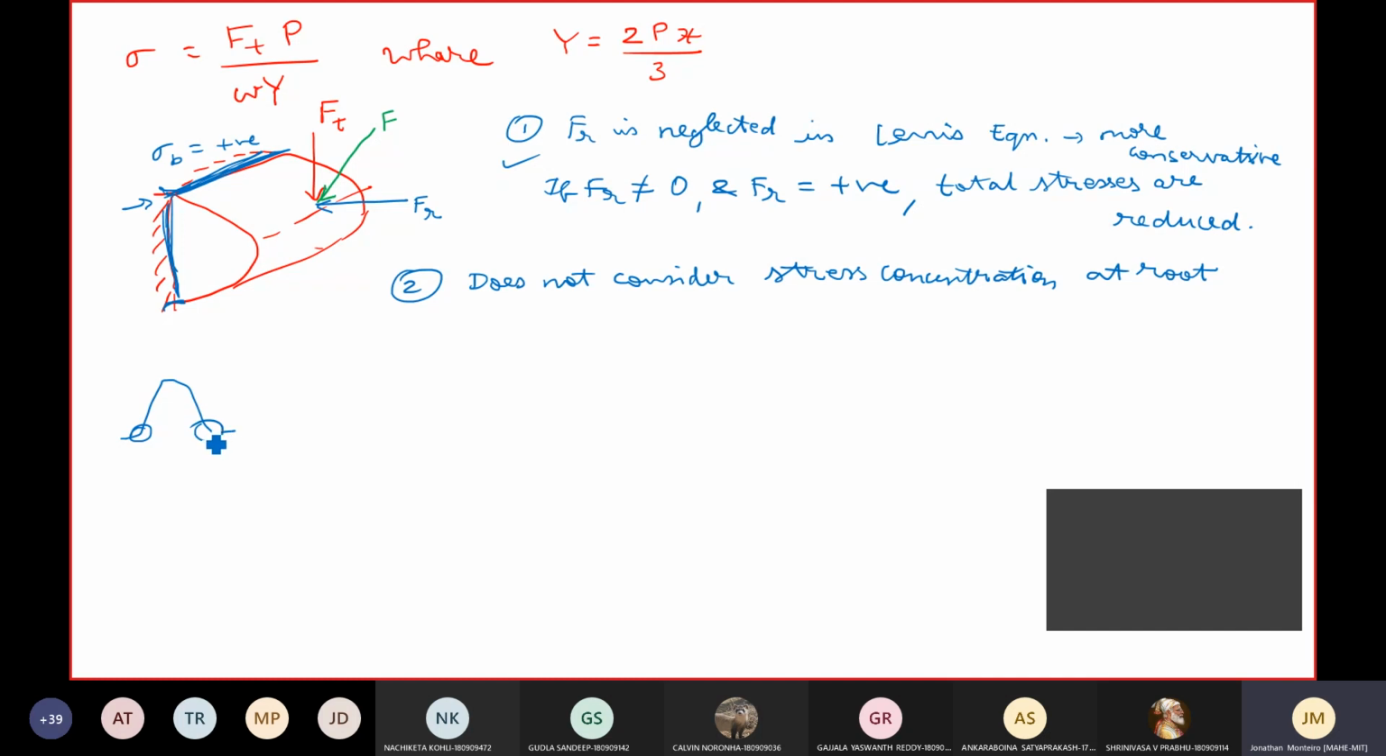Now how do we elevate that? Instead of making the tooth like this, we now give it a fillet. So that is one fillet radius we give over here, so that this stress concentration is reduced. But of course, when the Lewis equation was described more than 100 years back, this concept was not known. So we cannot just say he has not considered it. Maybe the people later on understood that this is a problem.